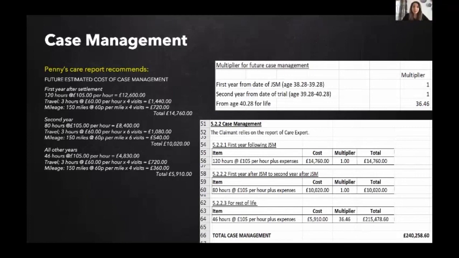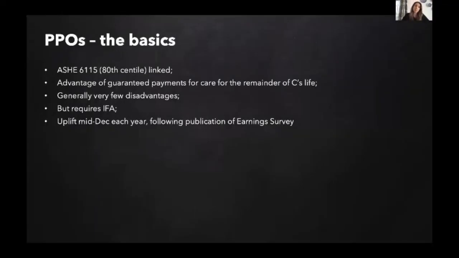Thanks very much, Ben. And now, before we finish off the seminar, let's just quickly look at periodic payment orders, or PPOs. In brief, a PPO provides that the defendant will pay the claimant an agreed sum, usually on an annual basis, until the end of her life. Anna, can you tell us about using PPOs to settle a claim like Penny's?